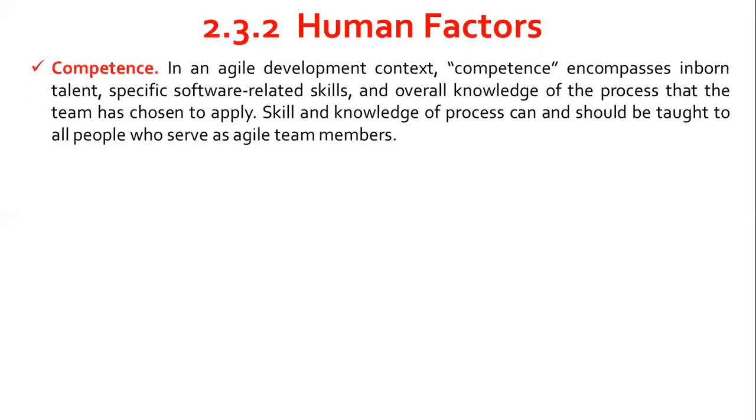Now, coming to the human factors. Here, agile development focuses on the talent and skills of the individuals, modeling the process to specific people and teams. The key point in this statement is that the process is modeled to the needs of the people and the team. So here, the first one is competence. In the agile development context, competence encompasses inborn talent, specific software-related skills, and the overall knowledge of the process that the team has chosen to apply.